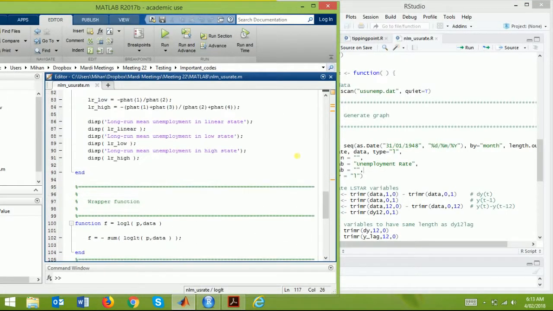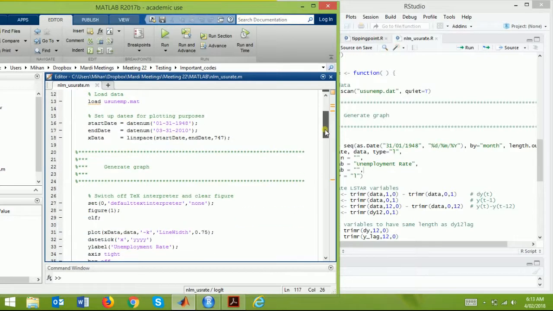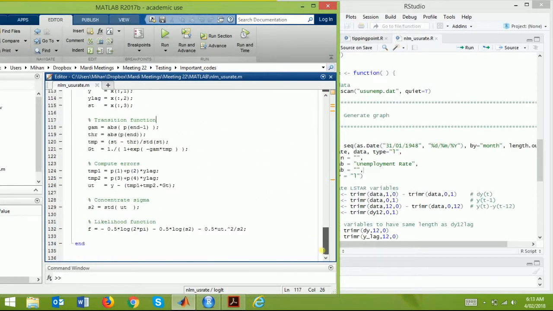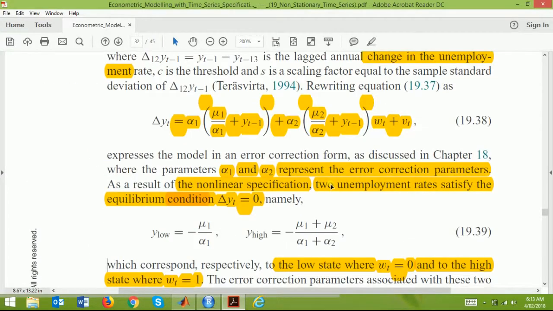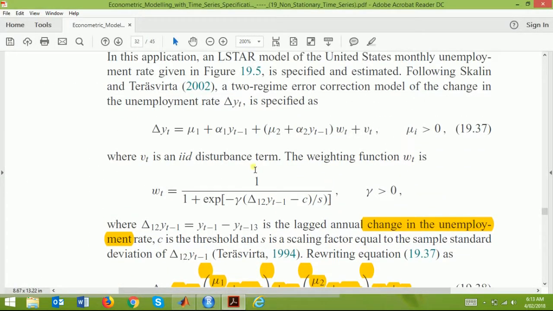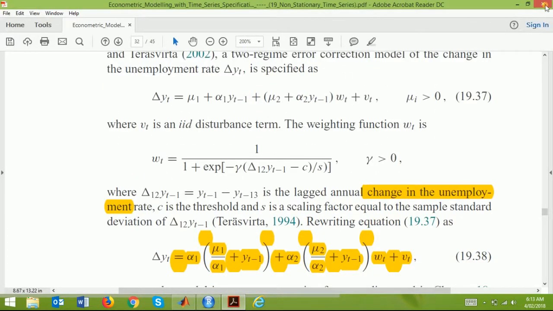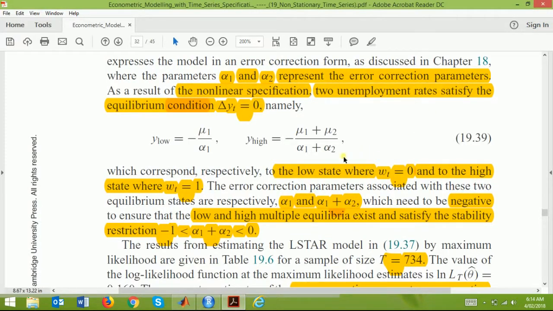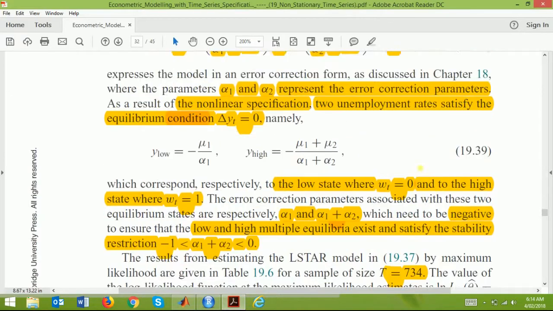First of all, in the unemployment rate problem, we need to define a log likelihood function. Okay, and as you can see here, from this log likelihood function we need to estimate quite a few parameters. So you see, basically we have mu1, mu2, alpha1, alpha2. So quite a few parameters must be estimated for a sample size of T equal to 734, and we'll take the error correction measure.